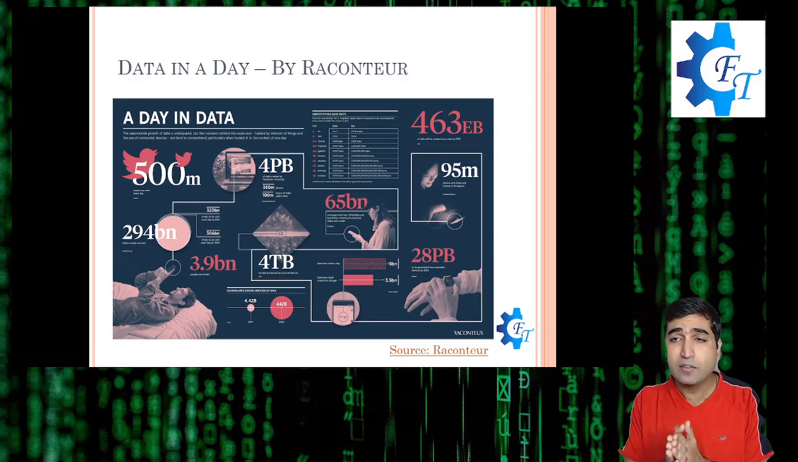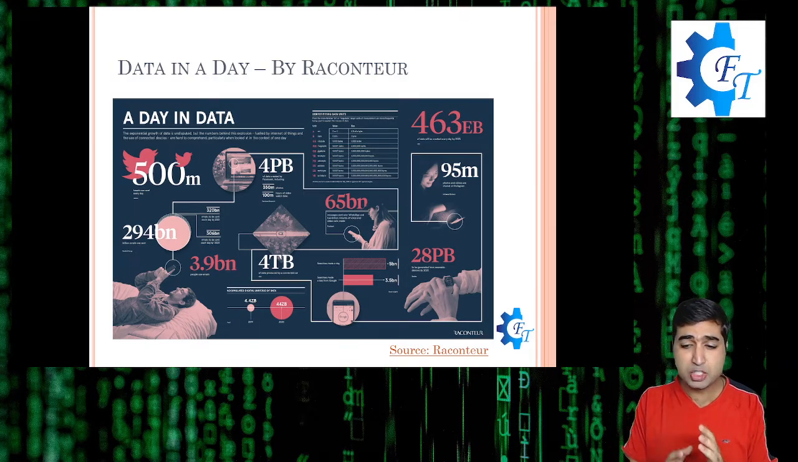So we have an image from Raconteur, wherein we can see we generate approximately 500 million tweets. We send out at least 294 billion emails per day. We generate 44 petabytes of data every day on Facebook. Around 400 terabytes of data is generated by each and every connected car out there. 65 billion messages are sent over WhatsApp on a day-to-day basis. And on average, around 5 billion searches are being made.